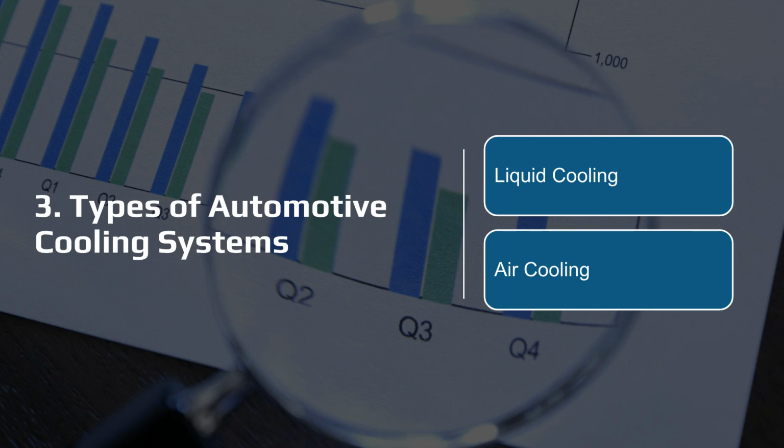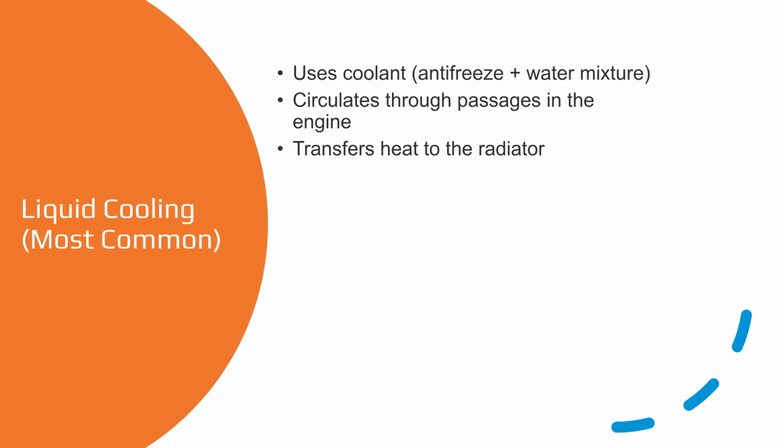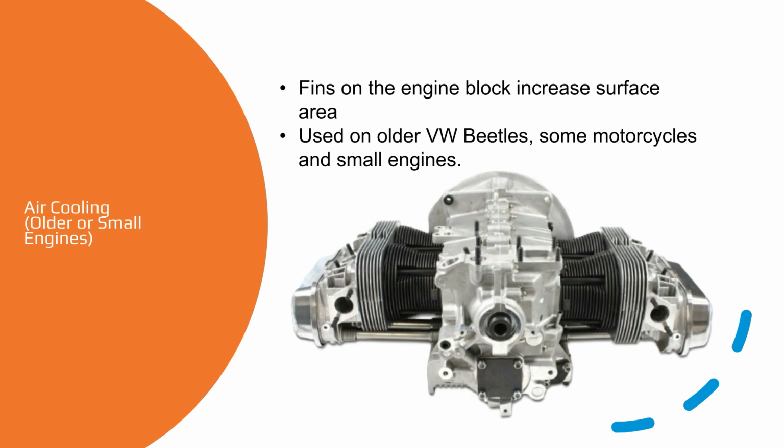Automotive cooling systems generally fall into two categories: liquid cooling, which is the most common, and air cooling. Liquid cooling systems use a mixture of water and antifreeze that circulates through engine passages to transfer heat to the radiator. Air cooling systems use fins on the engine block to increase surface area for heat dissipation. These are typically found on small engines or older vehicles.